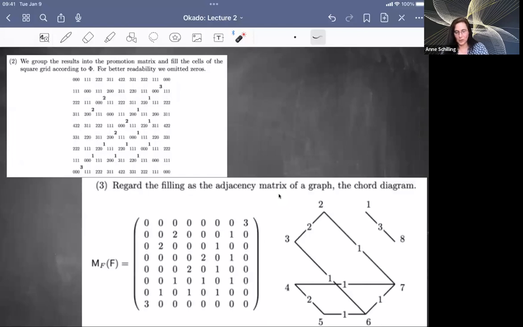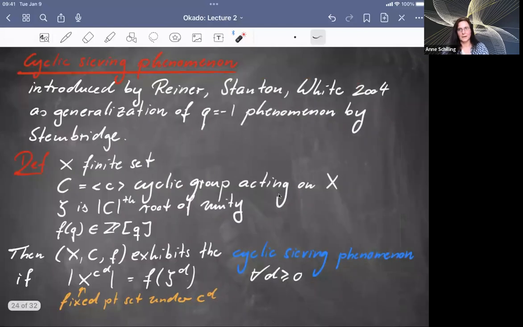Okay, so if there are no questions so far about the construction, then in the last couple of minutes, what I want to do is apply this to the cyclic sieving phenomenon. Because now we have the action of promotion on these highest weight elements of weight 0, and we want to study their orbits. So the cyclic sieving phenomenon was introduced in 2004 by Reiner, Stanton, and White as a generalization of the q equals -1 phenomenon by Stembridge.